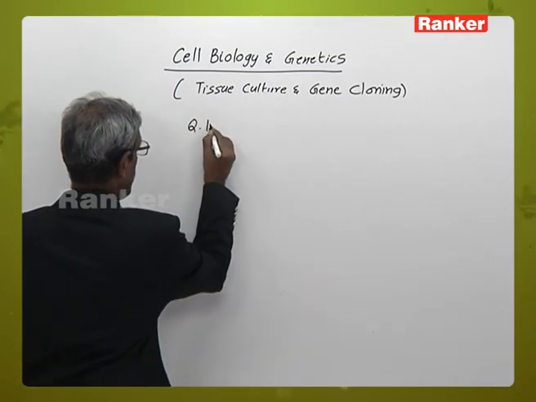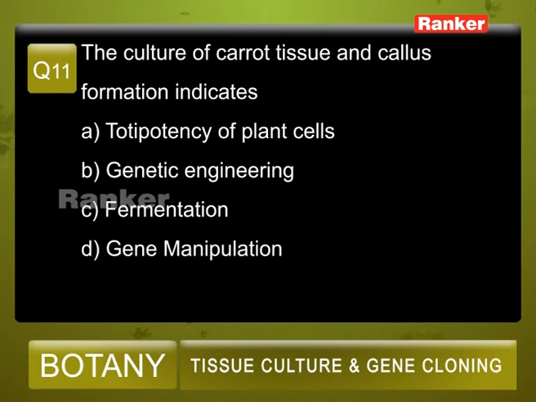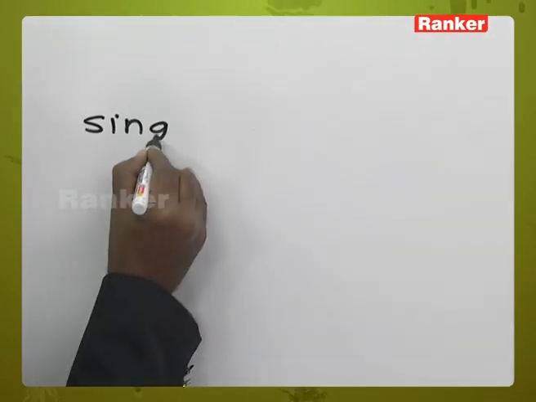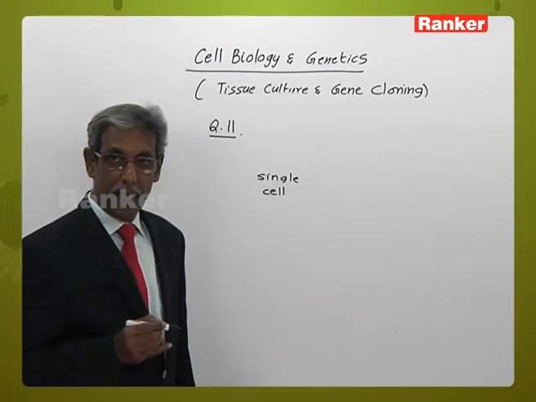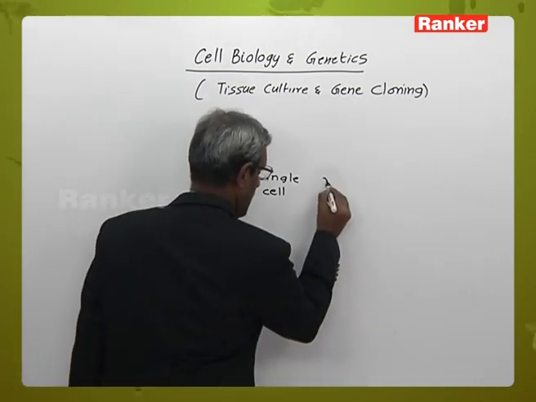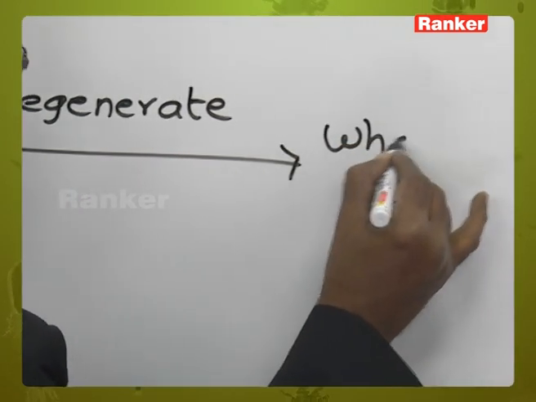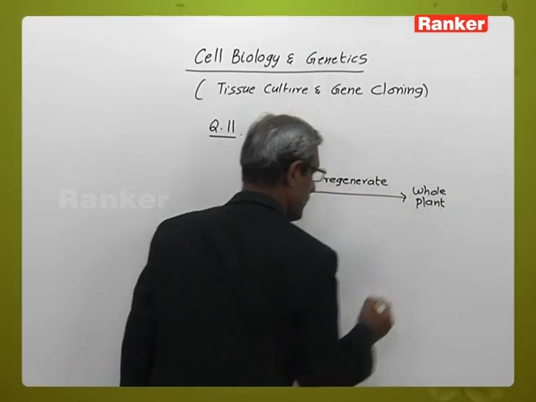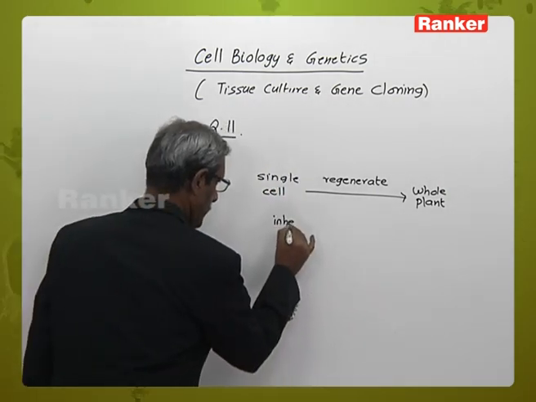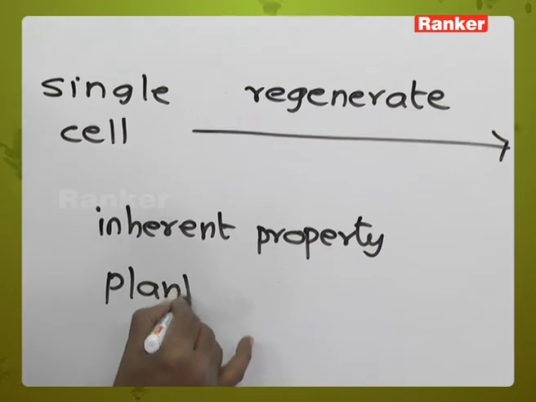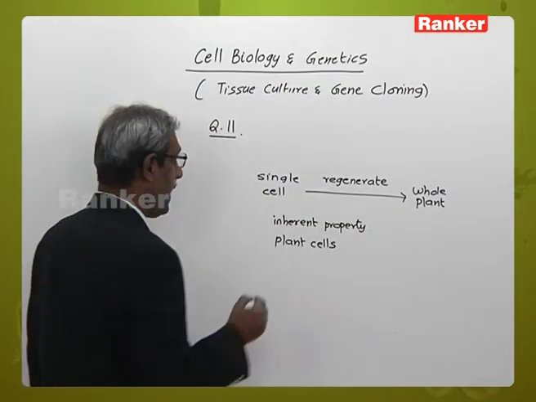Question number 11. The culture of carrot tissue and callus formation indicates A. Totipotency of plant cells, B. Genetic engineering, C. Fermentation, D. Gene manipulation. Whenever we have a single cell, and from a single cell we can regenerate and it forms the whole plant, this inherent property of plant cells is termed as totipotency.